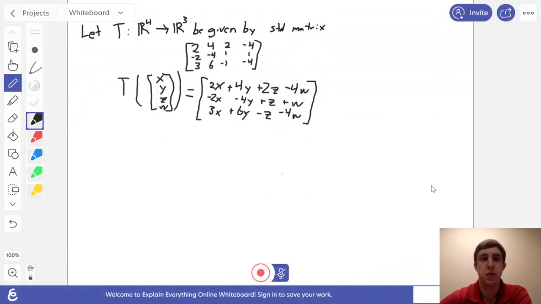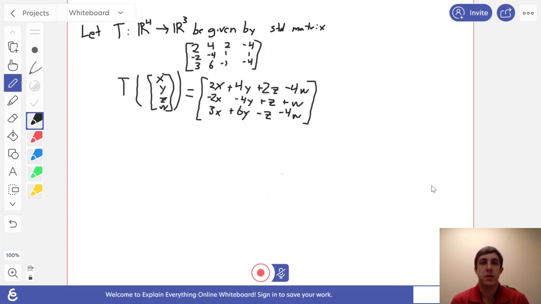In this video, we're going to discuss how to find a basis of the kernel of a linear transformation. So I have the same linear transformation we've been working with, T going from R4 to R3, given by a standard matrix written down there. But I also rewrote what T does to the vector x, y, z, w. So we could also see this as sending the vector x, y, z, w to the vector 2x plus 4y plus 2z minus 4w in the first component, and so on and so forth. And we'll see why this is helpful in just a second.